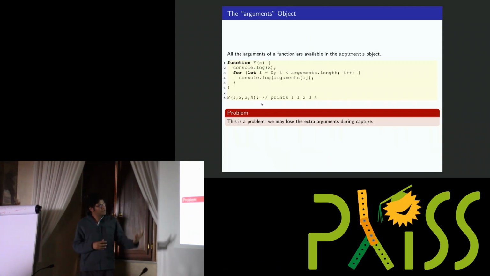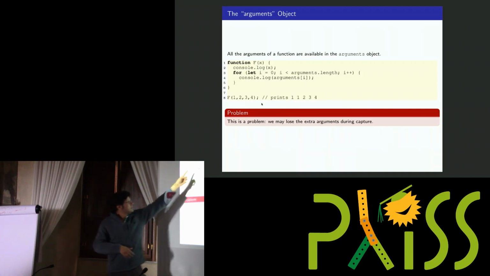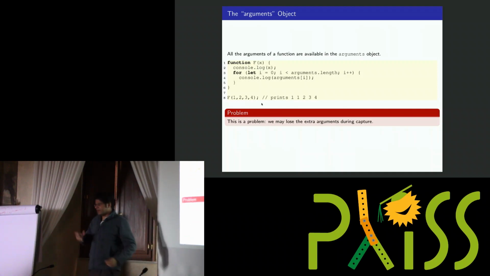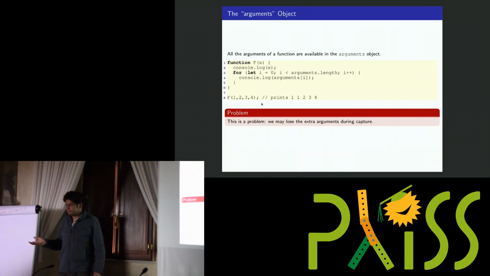Because if the function is actually using the arguments object to do this kind of stuff, and we do what I've told you before, all the extra arguments will get dropped. If we just save the declared arguments in the stack frame, the extra arguments get dropped. Any questions about this behavior? Happy to answer JavaScript trivia. I'm pretty good at that.